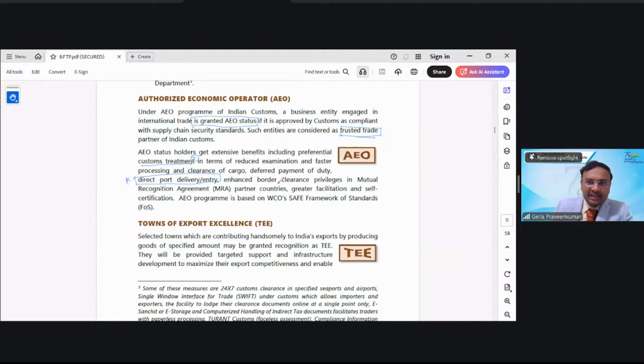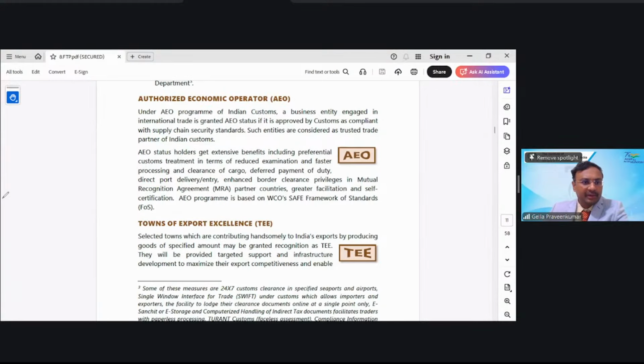MRA is another beautiful part where, assuming I have a treaty with UAE, goods going out of India having AEO status get the same treatment in UAE as they do in India. The AEO program is based on the World Customs Organization's SAFE Framework of Standards. No need to memorize these jargons, but understand what AEO is about.